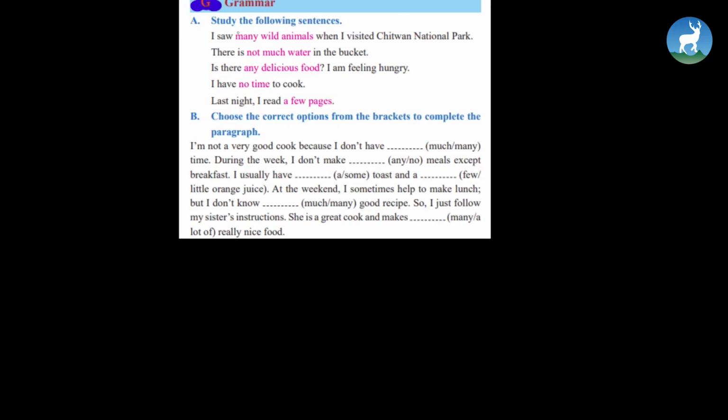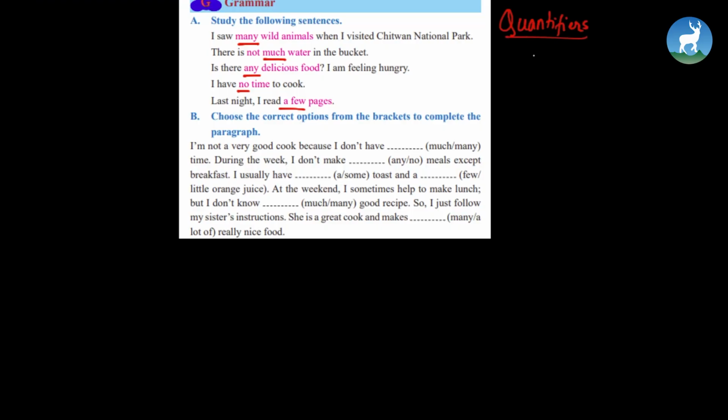So here, as we see, are given some sentences. Let's read them out. I saw many wild animals when I visited Chitwan National Park. There is not much water in the buckets. Is there any delicious food? I'm feeling hungry. I have no time to cook. Last night I read a few pages. So we are about to learn some concepts of quantifiers.